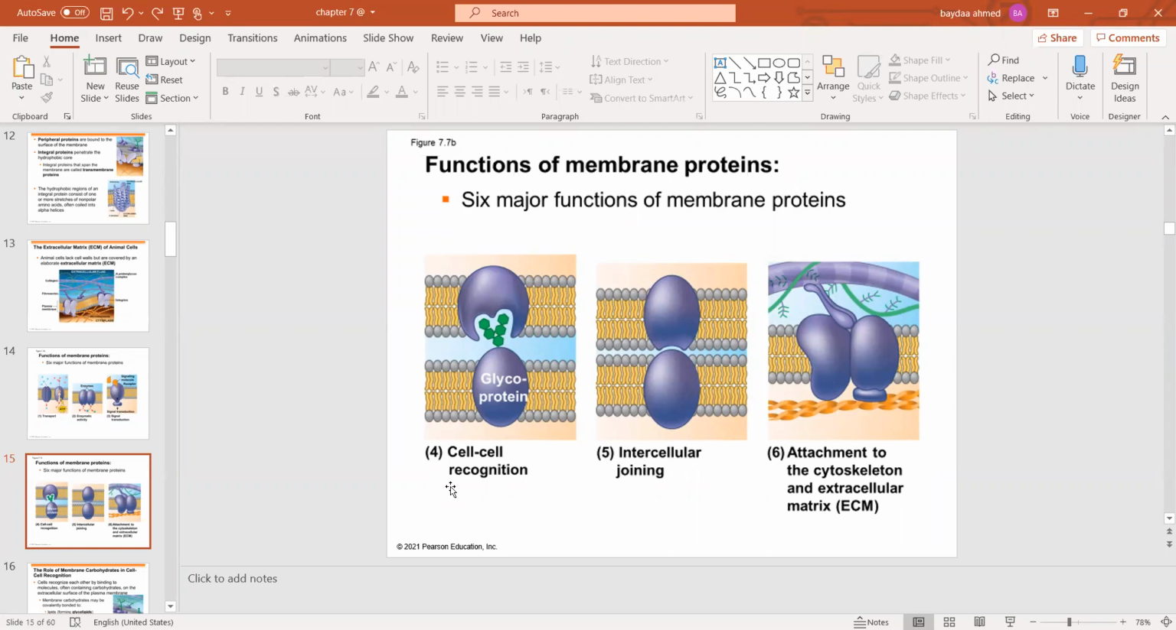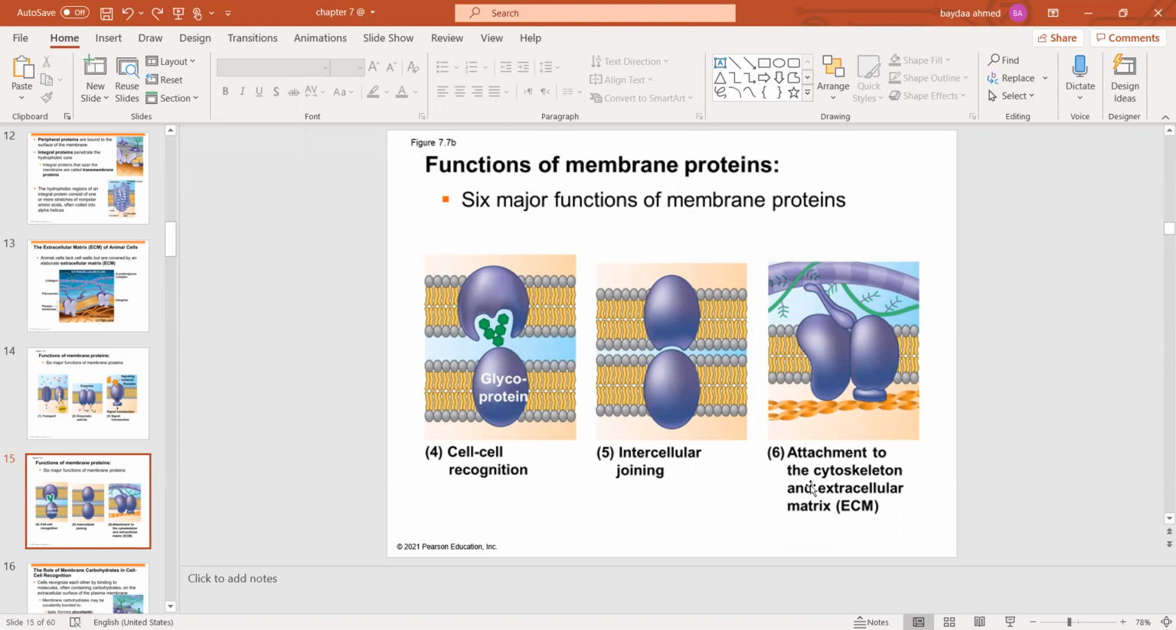Cell-to-cell recognition: some glycoproteins serve as identification tags that are specifically recognized by membrane proteins of other cells. This type of cell-to-cell binding is usually short-lived. In intercellular joining, membrane proteins of adjacent cells may hook together in various kinds of junctions, such as gap junctions or tight junctions. This is long-lasting binding.